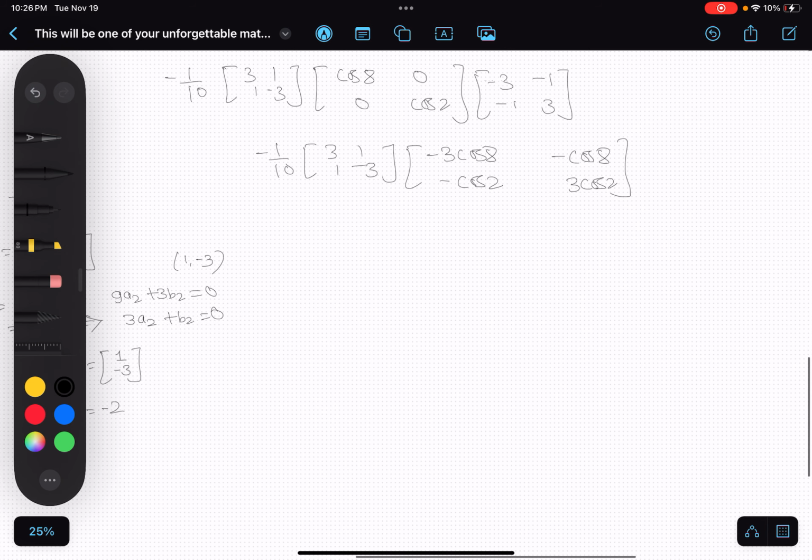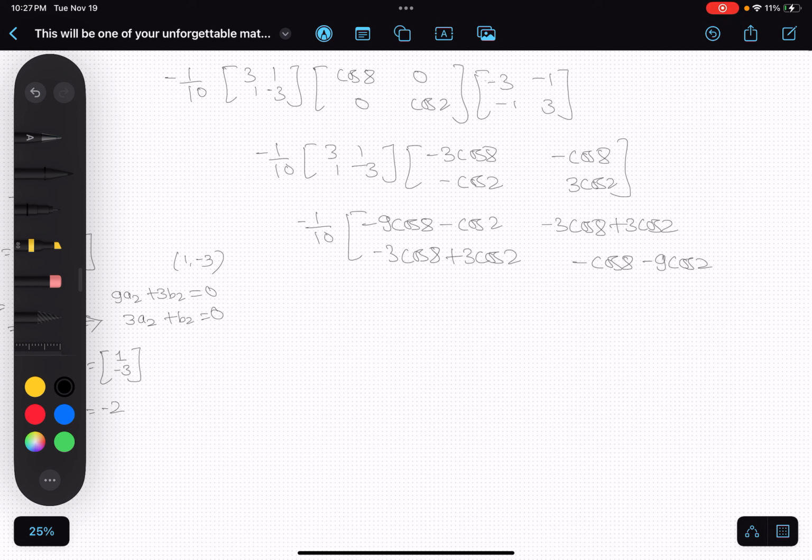Okay, now for this one, this is negative 1 by 10. So now this will just be negative 9 cos 8 negative cos 2, right? And negative 3 cos 8 plus 3 cos 2. You can see that, right? First of all, I just multiplied this with this, and then this one with this one. Now I will first multiply this second row with the first column, and then the second row with the second column. That's how it works. So now this will be negative 3 cos 8 plus 3 cos 2, right? And then negative cos 8 minus 9 cos 2.